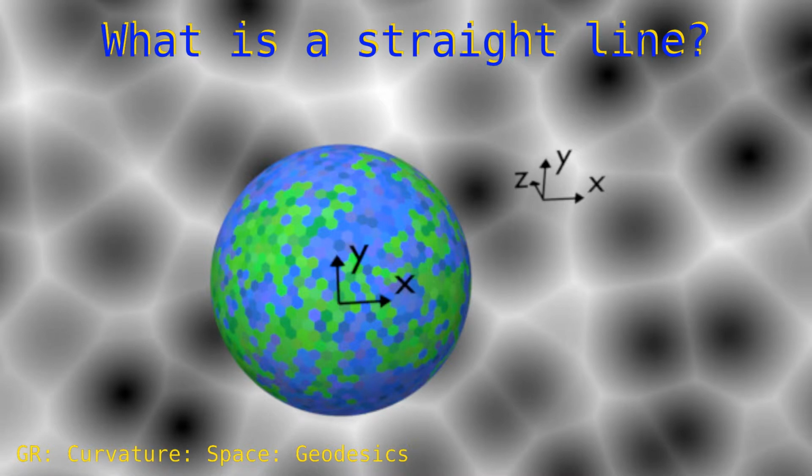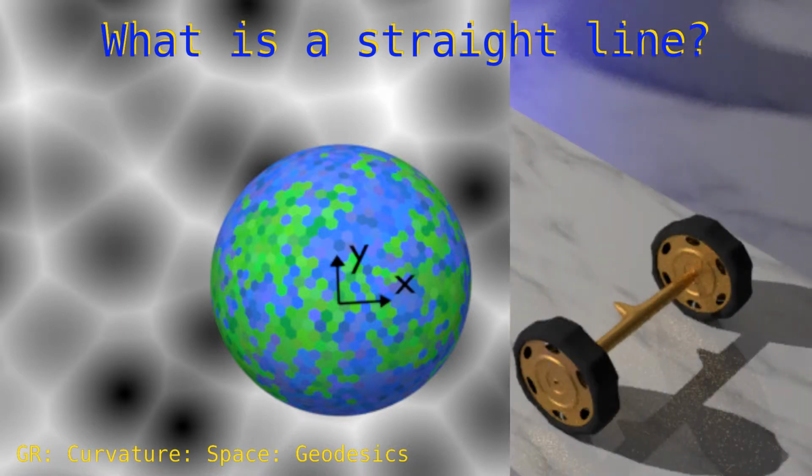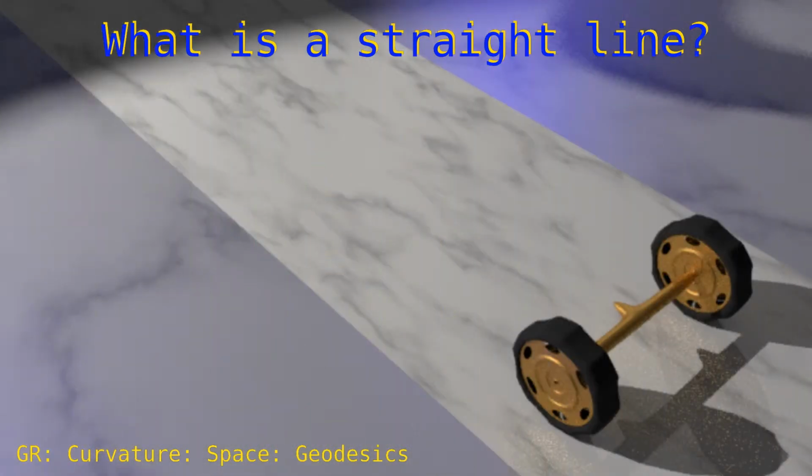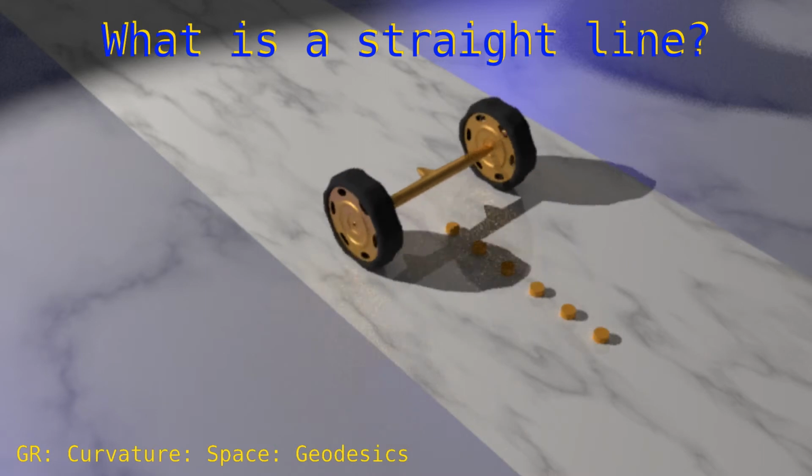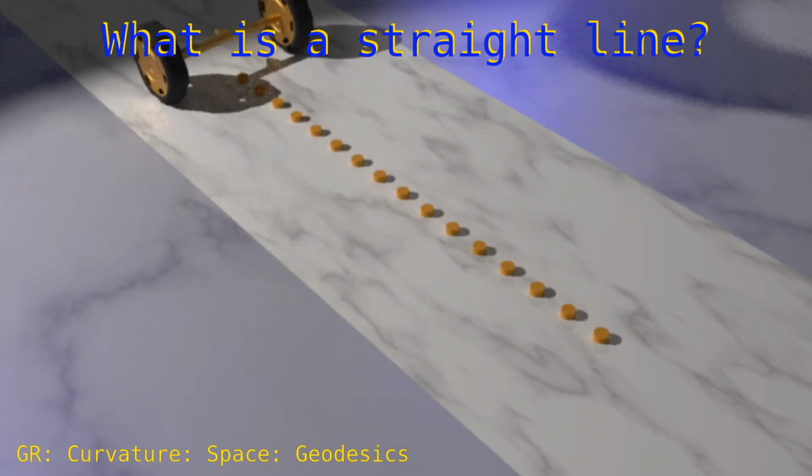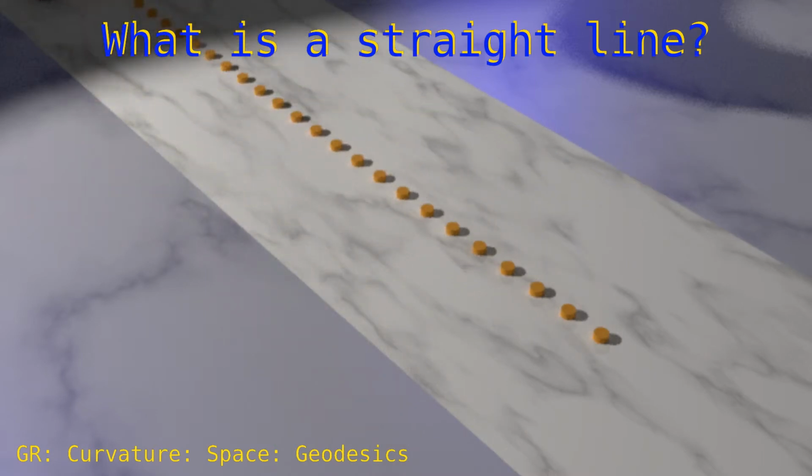Next, we want to draw a straight line on the sphere. But what do we mean by a straight line on a curved surface? First, let's look at a plane. We have this cart, and later we'll think of it as a particle. There are 2 wheels connected by an axle. The 2 wheels are the same size and they rotate at the same speed. And then, of course, the cart moves in a straight line. It drops little coins that leave a trail so we can see the path.